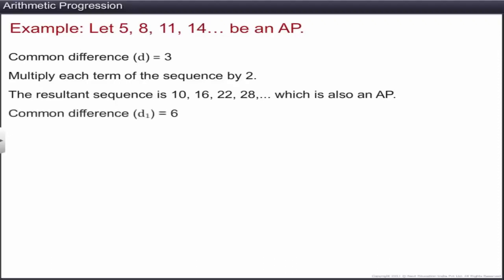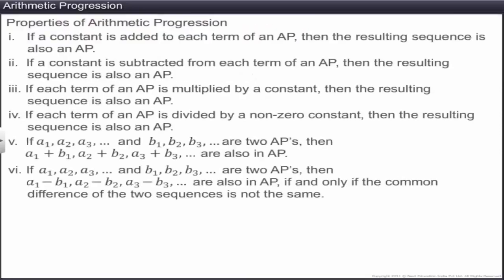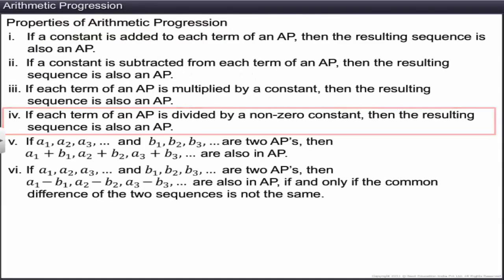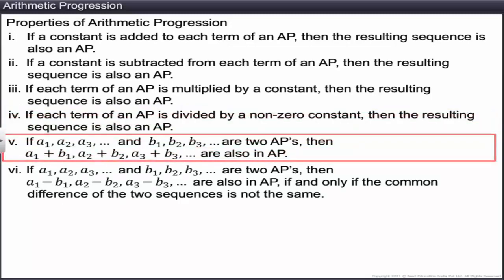Observe that the common difference of the resultant sequence is also a multiple of the number with which the sequence is multiplied. Similarly, if each term of an arithmetic progression is divided by a non-zero constant, then the resulting sequence is also an arithmetic progression. If the corresponding terms of two arithmetic progressions are added, then the resulting sequence is also an arithmetic progression.